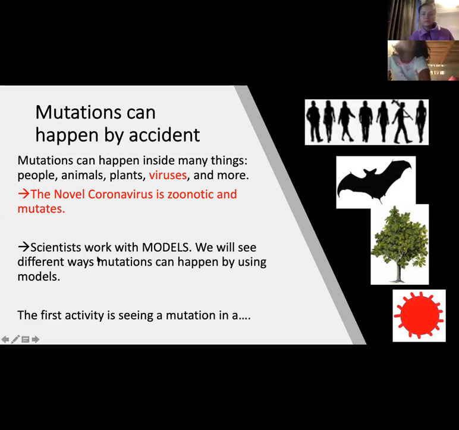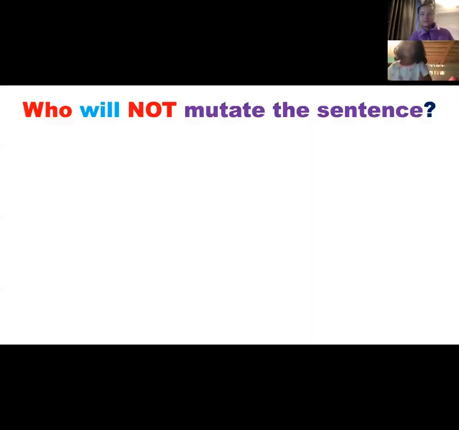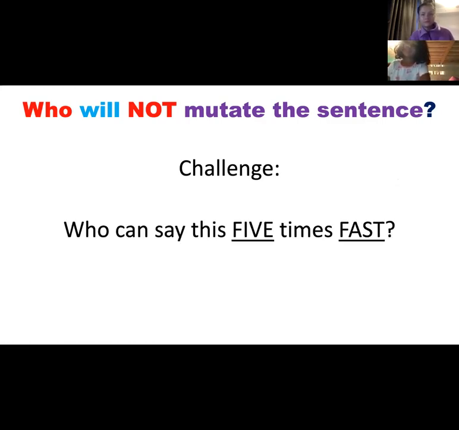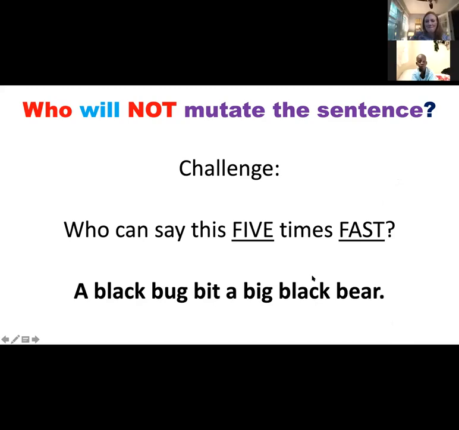And we're going to work with a model here to show a mutation, but we need some volunteers. Who wants to be a part of this challenge and read a sentence 5 times fast? I'll show you the sentence. Maybe Eleanor wants to. Okay, Eleanor, and Baraka. Eleanor, can you unmute yourself and say this sentence 5 times fast? And we're going to see, are there any mutations? Any changes? Okay, Eleanor, you can start.